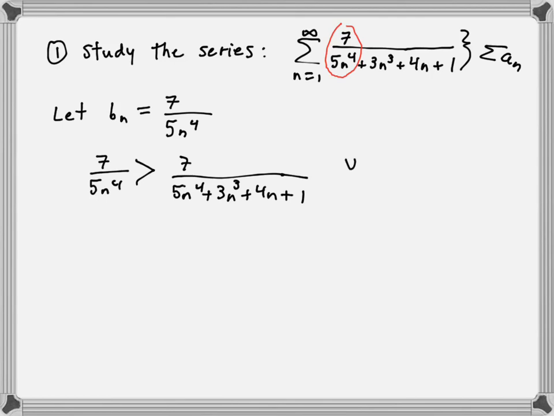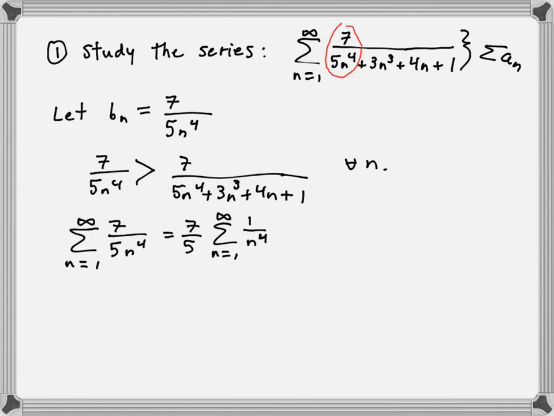And this is actually true for all n, so I'll just write that down. But what do we know about this series? The whole point is that we want to study this series because it is easier. Do we know if it converges or not? Well, the trick is that if you think back to what we learned in the last section, if you pull out the 7/5, we notice that this guy right here is a p-series.